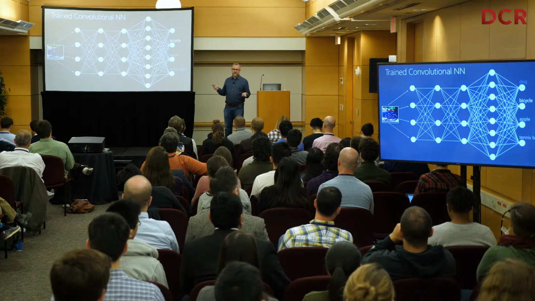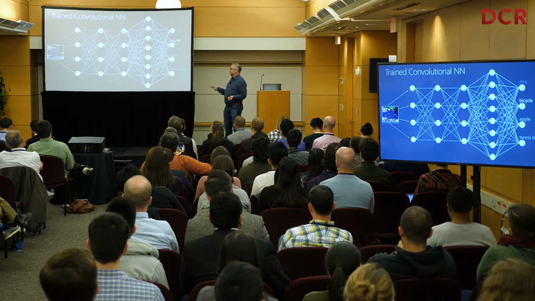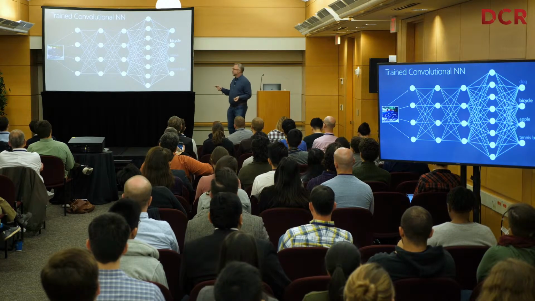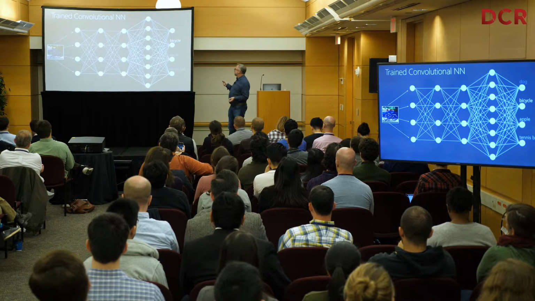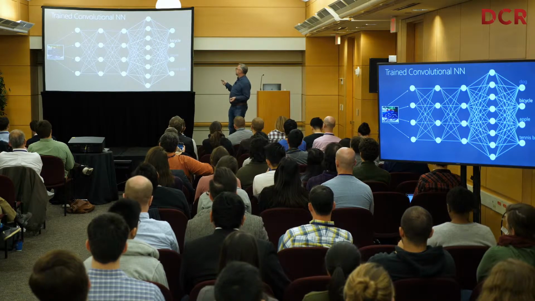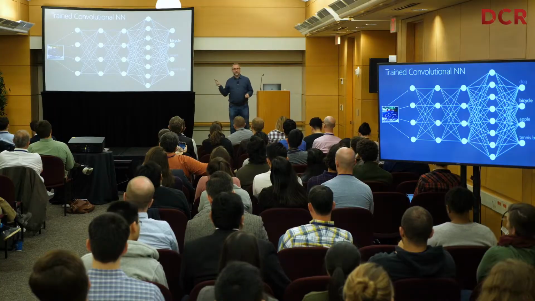Well, how do we get to this stage? Well, we train it with thousands and thousands, possibly even millions of images. And we choose the weights of all of those filters such that pictures of bicycles get the highest score here, pictures of dogs get the highest score here, and so on and so forth.